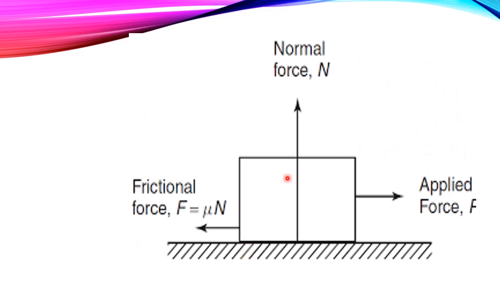Okay, so when you take an object, you should identify or mark the forces which act on it. At first, the weight is given to the floor by this object, and the equal and opposite force R, and the direction of the applied force and the direction of the frictional force.